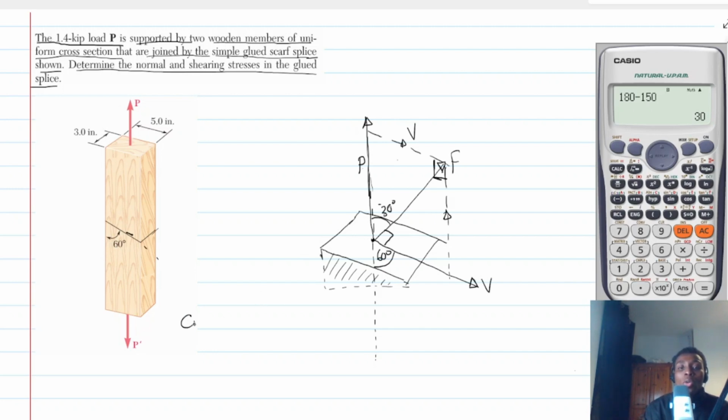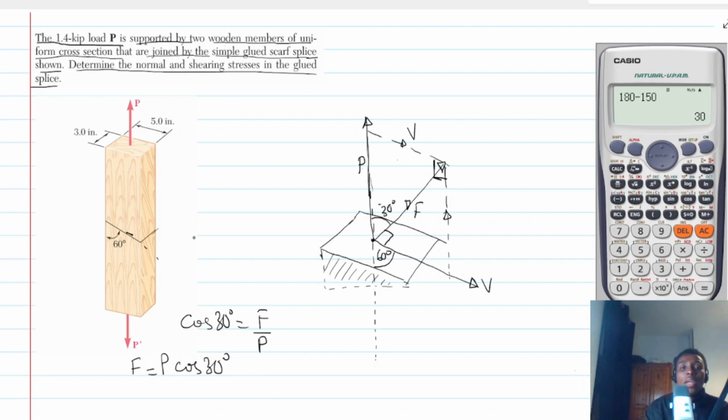All right. So what is cos 30? Cos 30 is going to be adjacent over hypotenuse. Now the hypotenuse is P. So therefore the adjacent is nothing but F. So F divided by hypotenuse, which is P. So we can say that F is P cos 30.